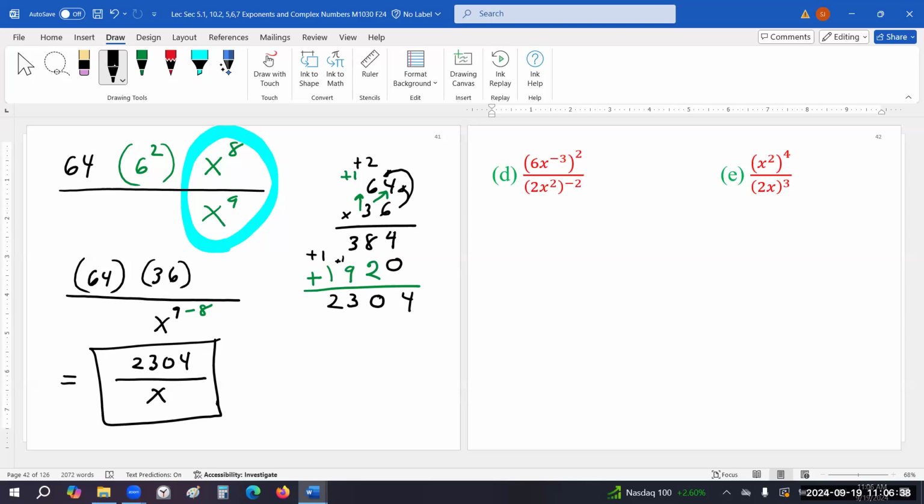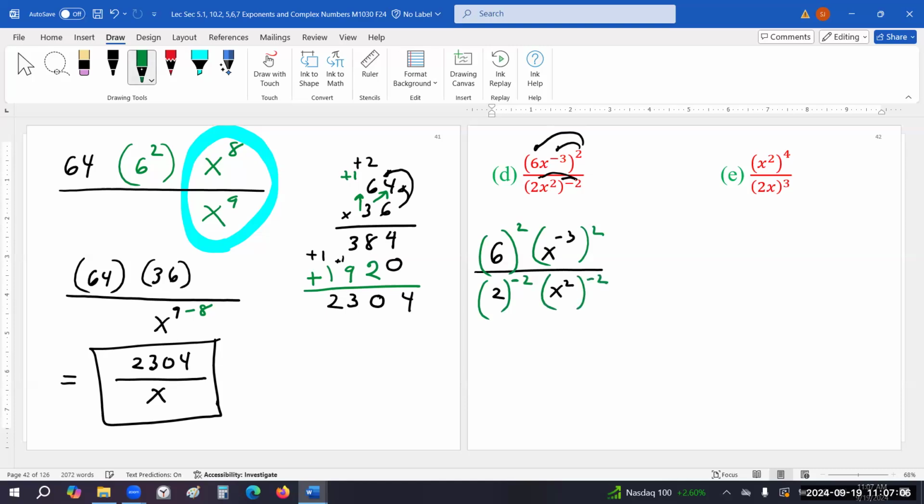Are you guys done? Let me ask Emma. Emma, tell me the first step. Distribute the power to both bottom and top. So you have 6x to the negative 3, 2x squared. Numerator gets 2 power. Denominator gets negative 2 power.